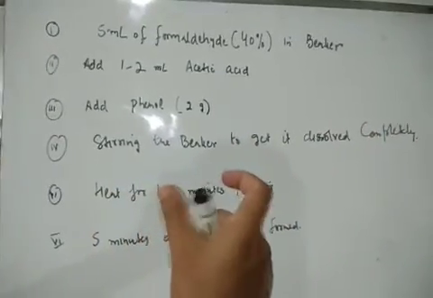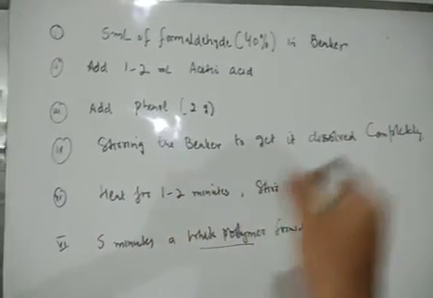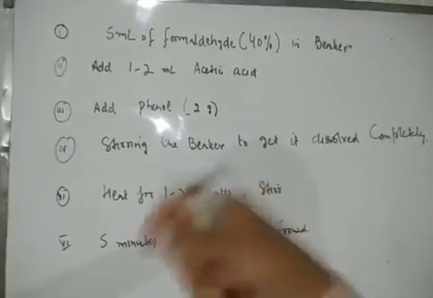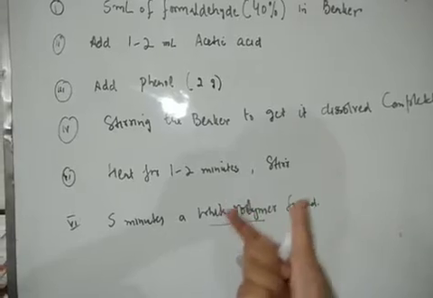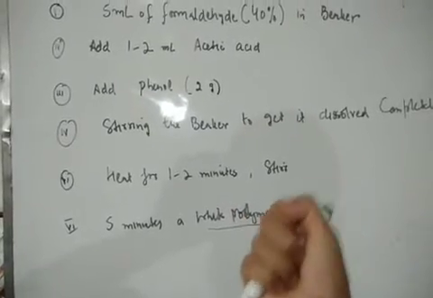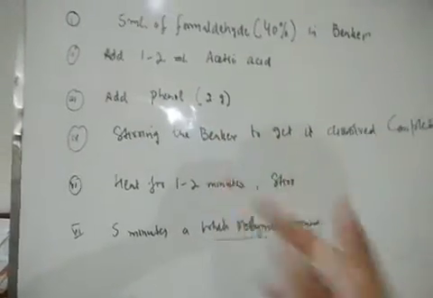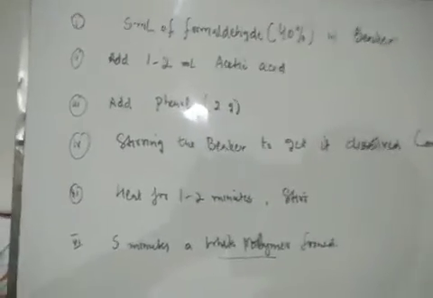Stir this beaker to get a completely dissolved solution. Heat it for a couple of minutes, or you can stir also. Alternately you can stir and heat. And then after 5 minutes, you'll see the white powdery solid mass gets formed. So this is your bakelite. Phenol and formaldehyde can combine in different ways to produce different types of chemicals.